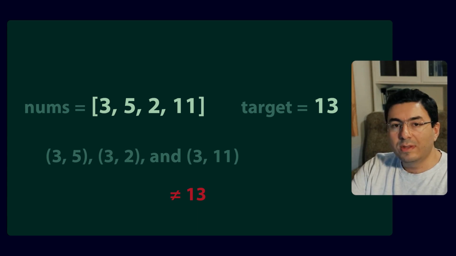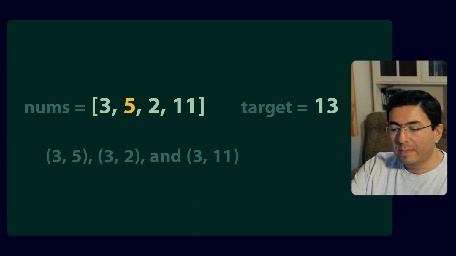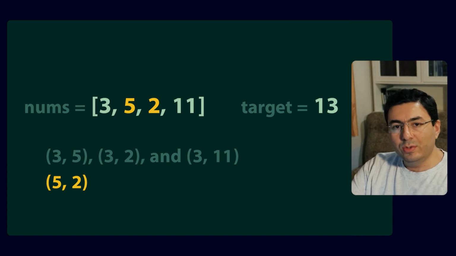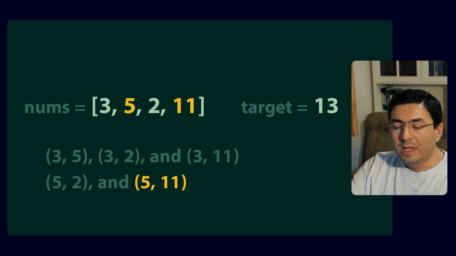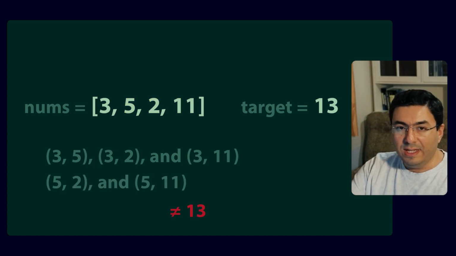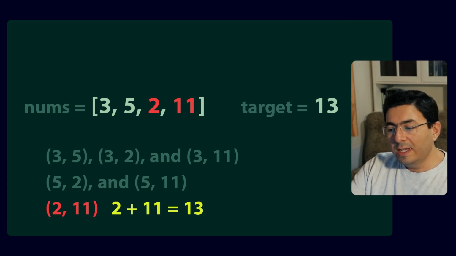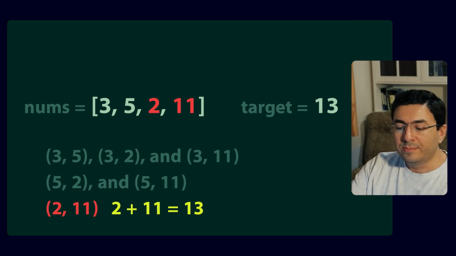So we move on to the next element, which is 5. We check 5 and 2 and 5 and 11. None of these pairs add up to 13 either. We continue checking each pair until we find the pair 2 and 11, which adds up to 13.